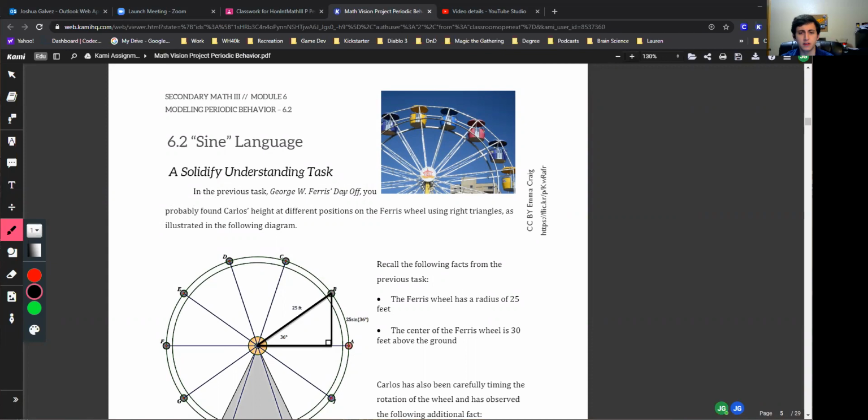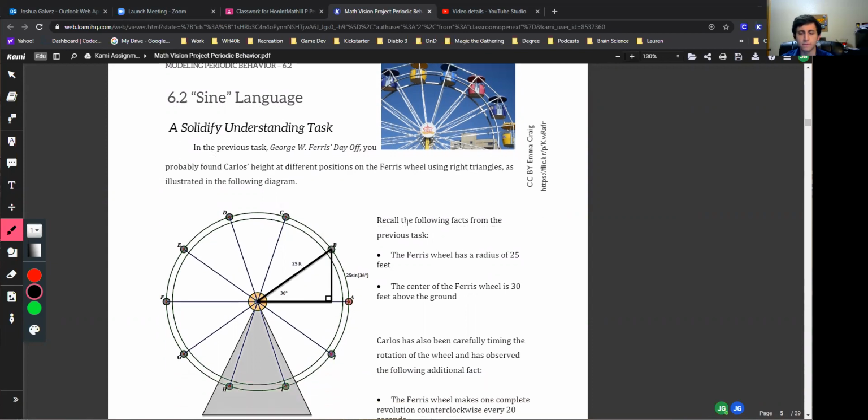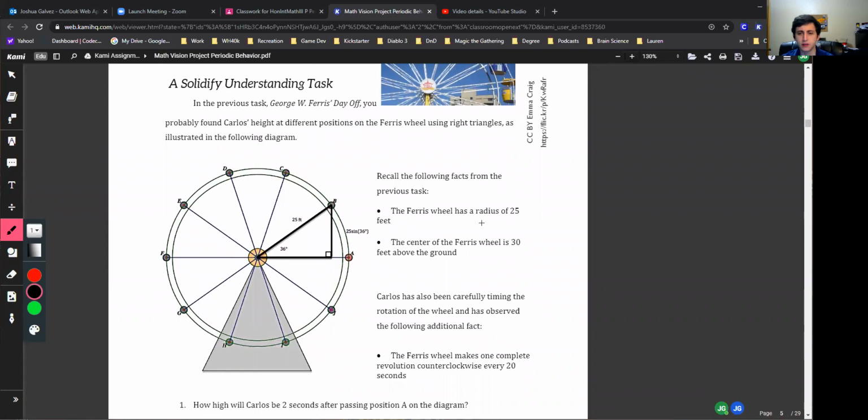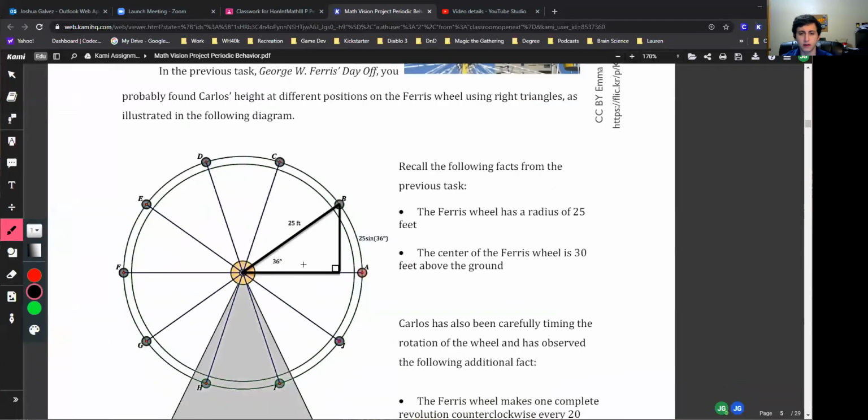It says, in the previous task, you probably found Carlos's height at different positions on the Ferris wheel using right triangles. We kind of did that. We used sine and cosine. So these are some of the facts that we were using. The Ferris wheel has a radius of 25 feet. The center of the Ferris wheel is 30 feet above the ground. We figured out that each of these were 36 degrees. We knew that that's 25 feet. And so this distance here would be 25 times the sine of 36. We already knew all that stuff.